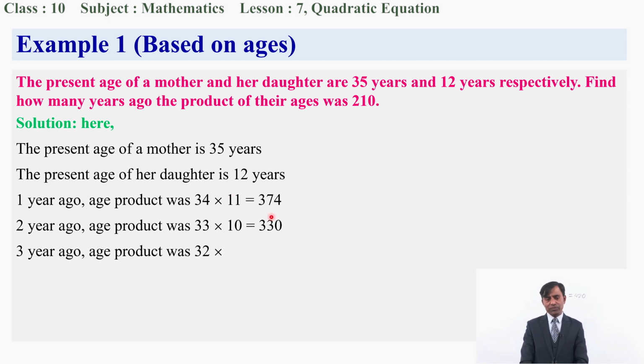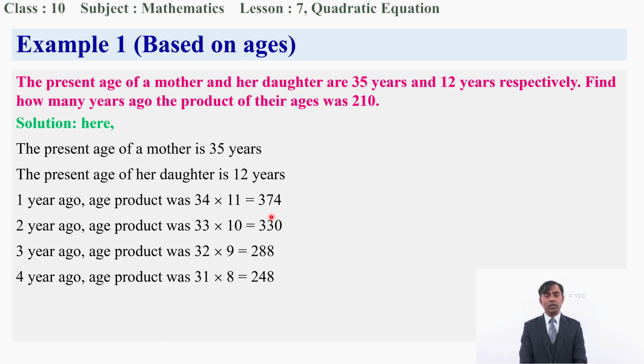3 years ago, the age of the mother was 35 minus 3, which is 32, and the age of the daughter was 12 minus 3, that is 9. 32 multiplied by 9 is 288. Still, we are not getting 210. 4 years ago, the age of the mother was 35 minus 4, 31. The age of the daughter was 12 minus 4, which is 8. 31 multiplied by 8 is 248. Still, we are not getting 210.